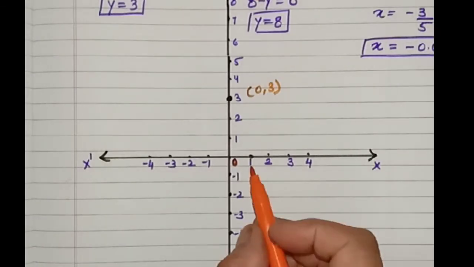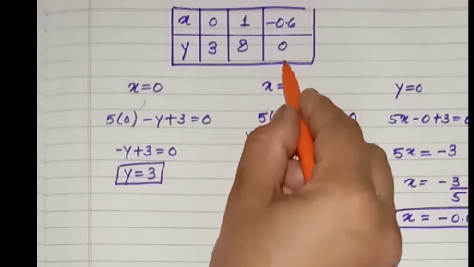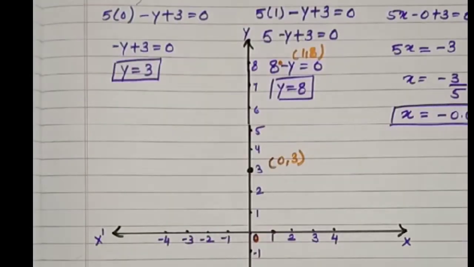And the next, third point is where the value of y is 0 and the value of x is minus 0.6. It means this point will lie between 0 and minus 1, more than 0.5. It means near about here we will mark minus 0.6, 0.